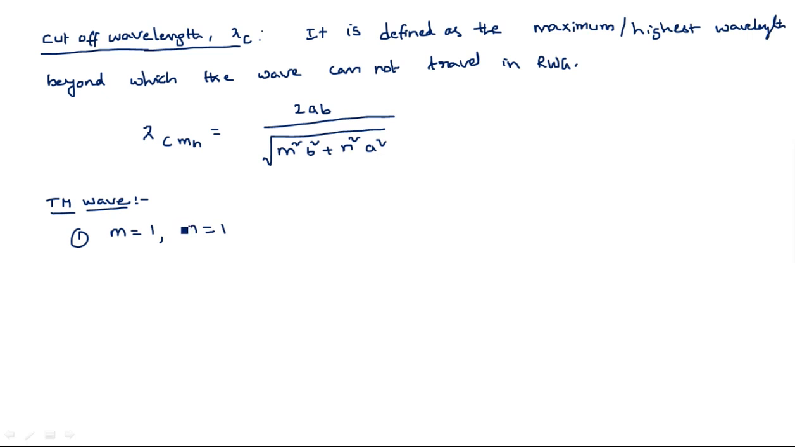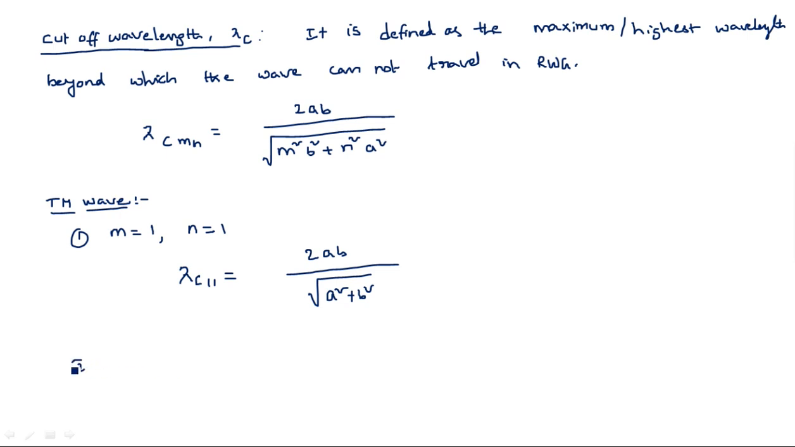What is the least possible mode existing in the rectangular waveguide? I told you already about the TM modes existing in the rectangular waveguide, and similarly the TE modes were also discussed. So again, we need not discuss the least possible mode, from where we can start. So m equal to 1, n equal to 1. What is that lambda c? Lambda c 1 1 is equal to 2ab divided by the square root of a square plus b square.